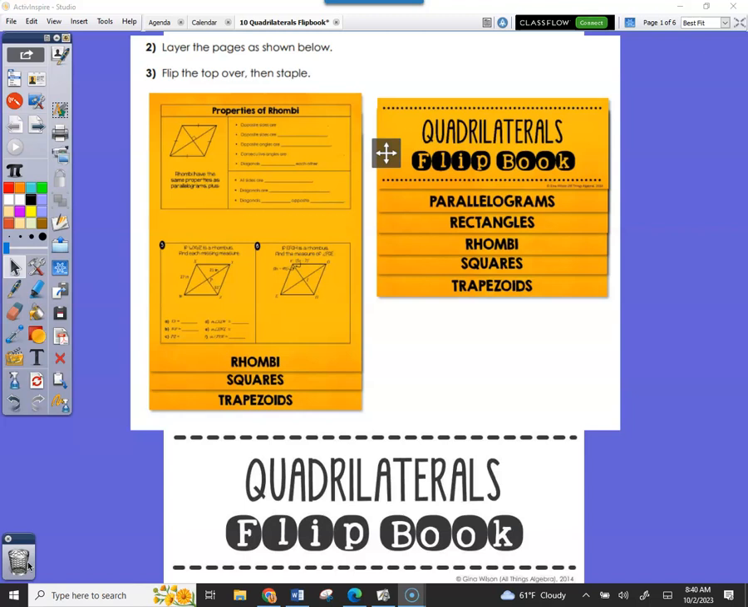Just name one. Square. Name another. Rectangle. Those are probably the two that everyone knows. I'm going to teach you two new ones. Parallelogram and rhombus.